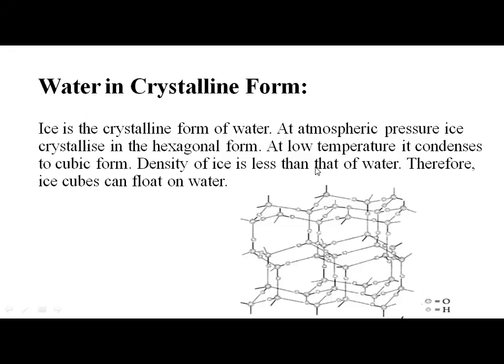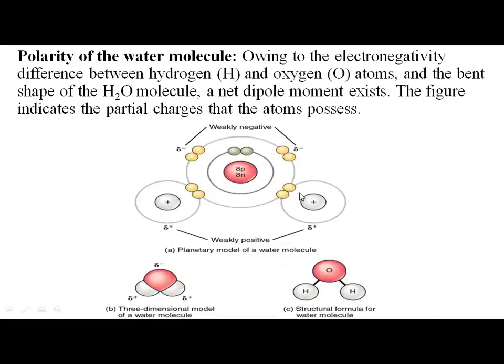Density of ice as a function of temperature: the solid form of most substances is denser than the liquid form. Therefore, a block of a given solid will generally sink in its corresponding liquid. But if you look at a block of ice cube, it will float on the liquid, that is water. It is because of, first, hexagonal packing, and second, the hydrogen bonding with water molecules. Okay. Coming to the next one, that is polarity of water molecule.